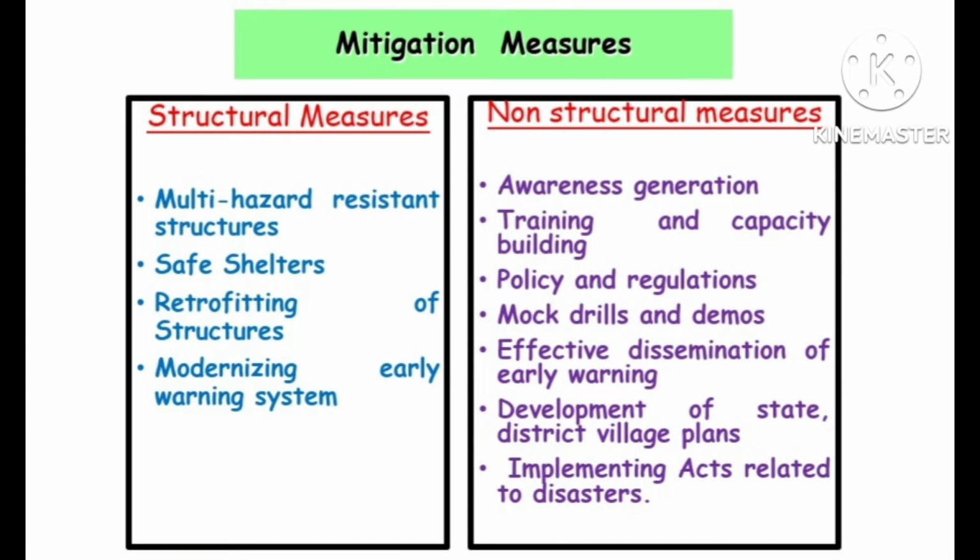Structural measures and non-structural measures. Structural measures: multi-hazard resistant structures, safe shelters, retrofitting of structures, and modernizing early warning systems. Non-structural measures: awareness generation, training and capacity building, policy and regulations, mock drills and demos, effective dissemination of early warning, development of state, district and village plans, and implementing acts related to disasters.